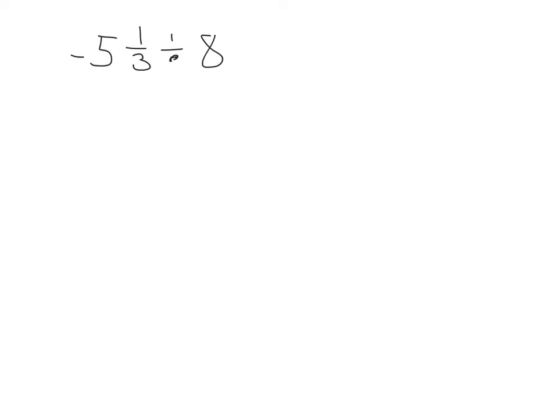So to do that, we're going to take 3 times negative 5 and then add 1 to it. And actually, we're going to worry about this negative later. So it's really 3 times 5 plus 1, and then we'll make it negative in the end. So 3 times 5 is 15. 15 plus 1 is 16. So we have 16/3. And it's a negative 16/3 because this is negative. And we're going to divide it by 8. Okay? First thing we have to remember is that 8 is the same thing as 8 over 1.